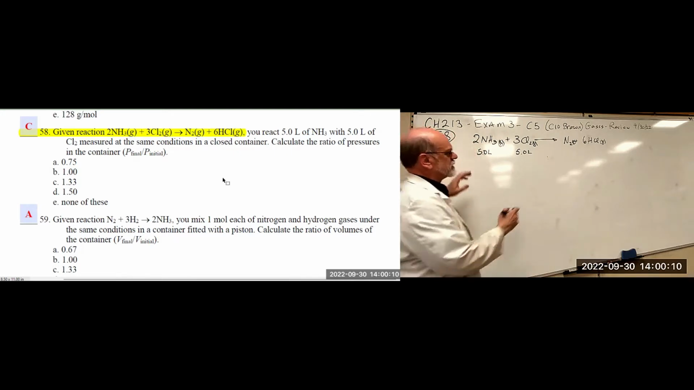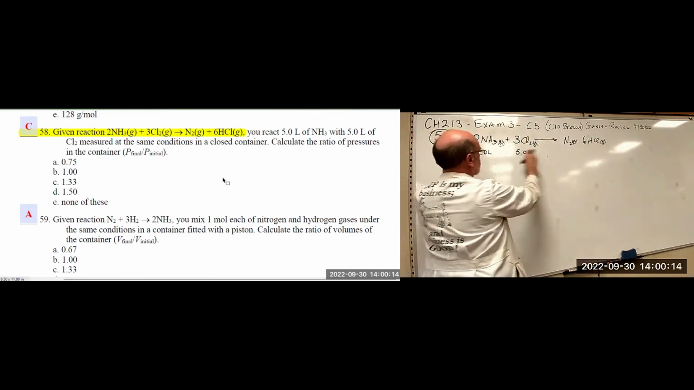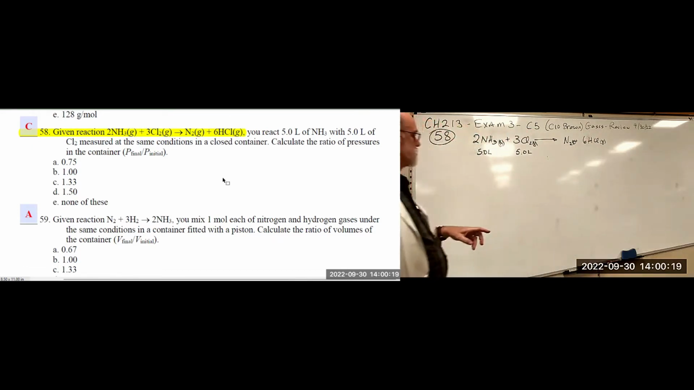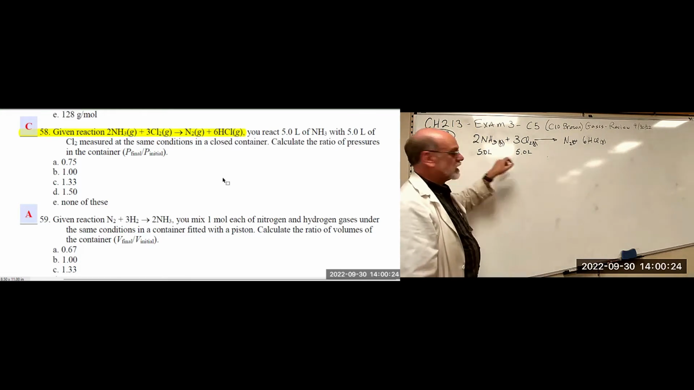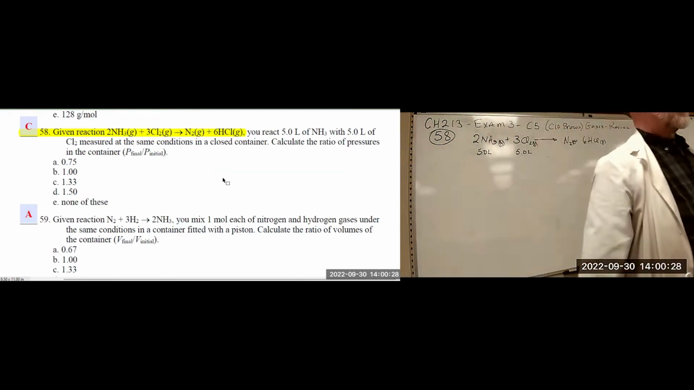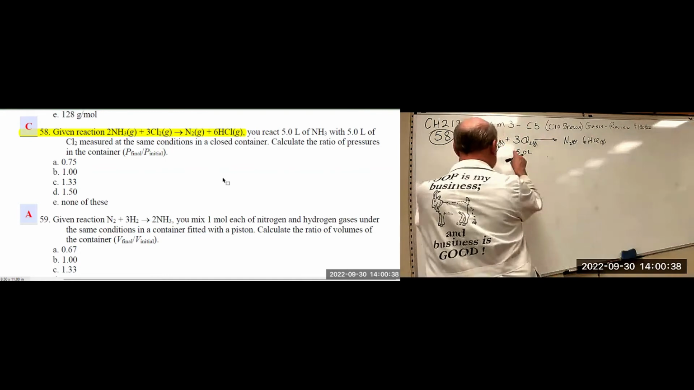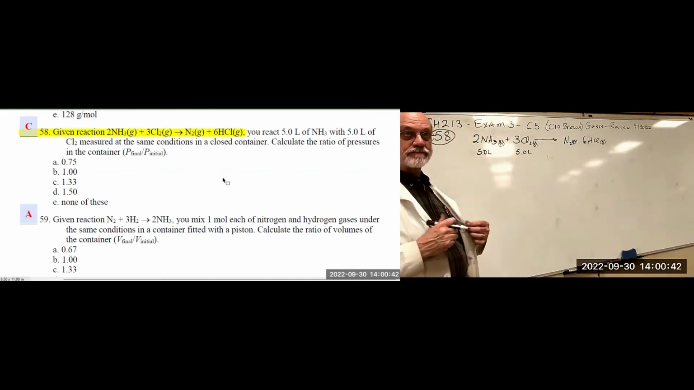Notice that, let's see, is this balanced? 6 hydrogens? Yep. 2 nitrogens? Yep. 6 chlorines? Yep. Okay, we're balanced. Next thing you notice is that we're given absolute amounts of reactants, which should be screaming at you, limiting versus excess. So one of these is going to run out. We need to find out which one runs out.